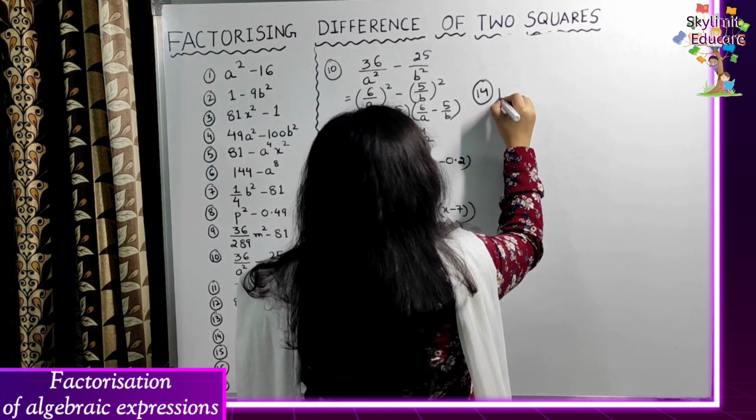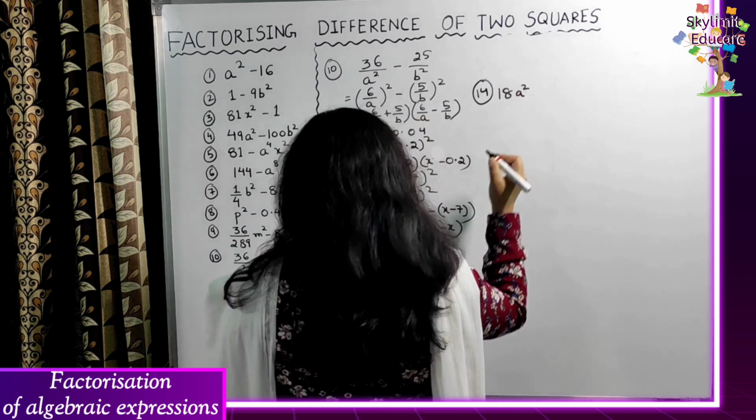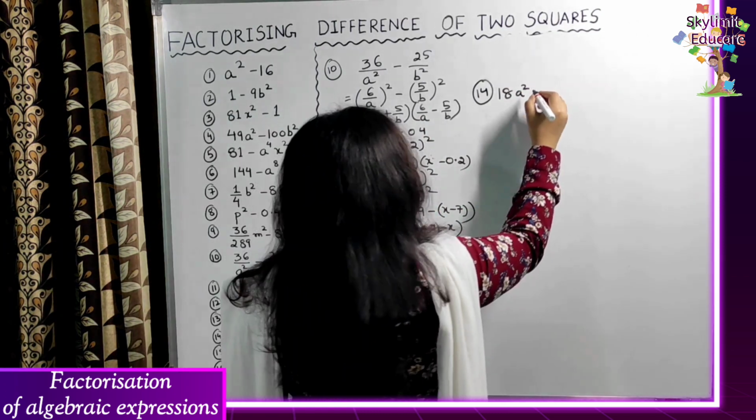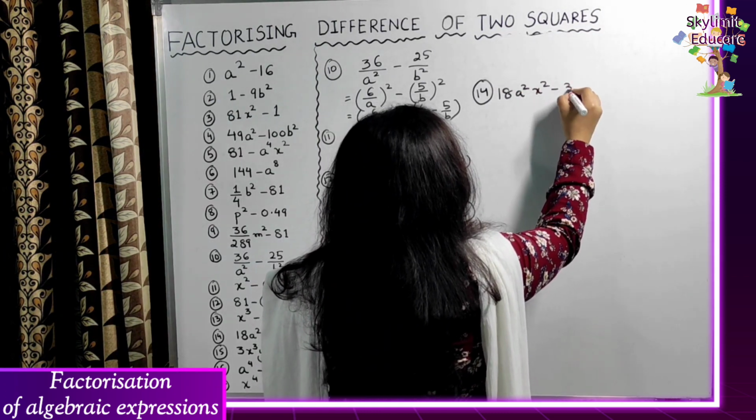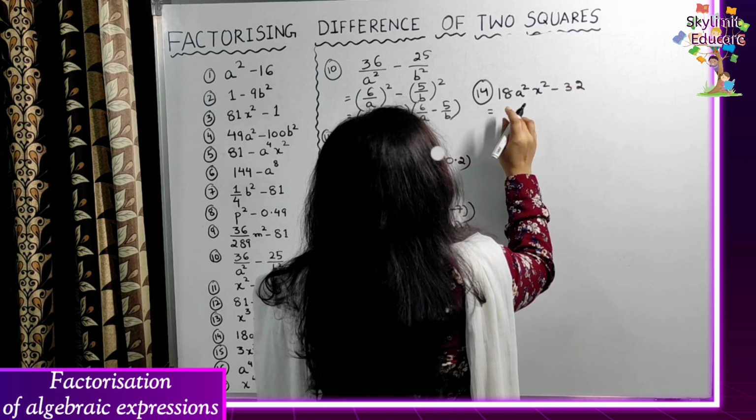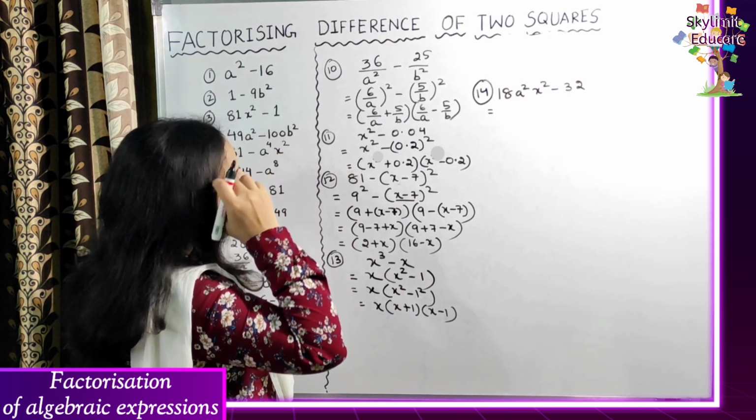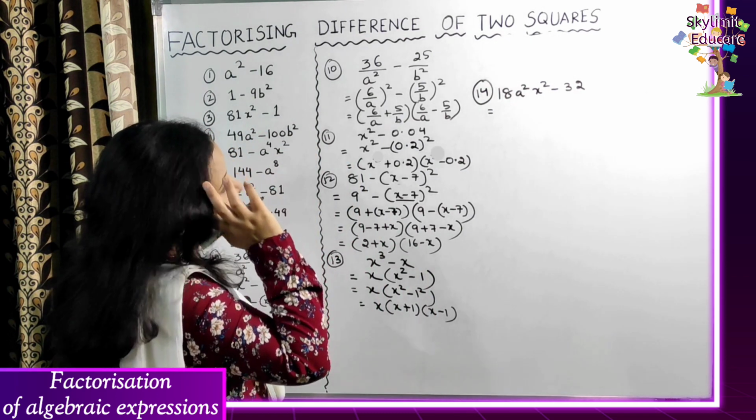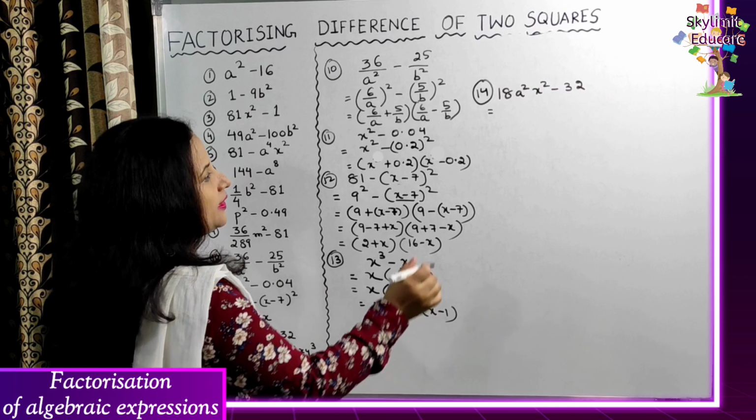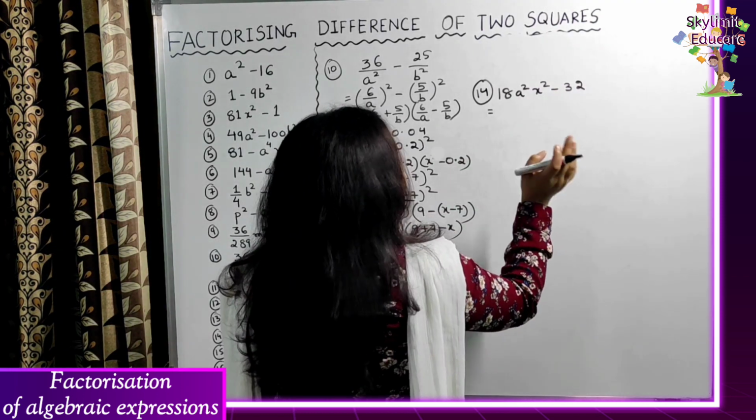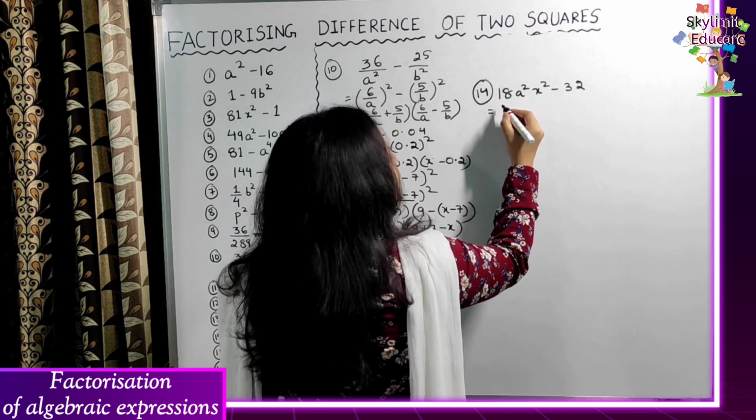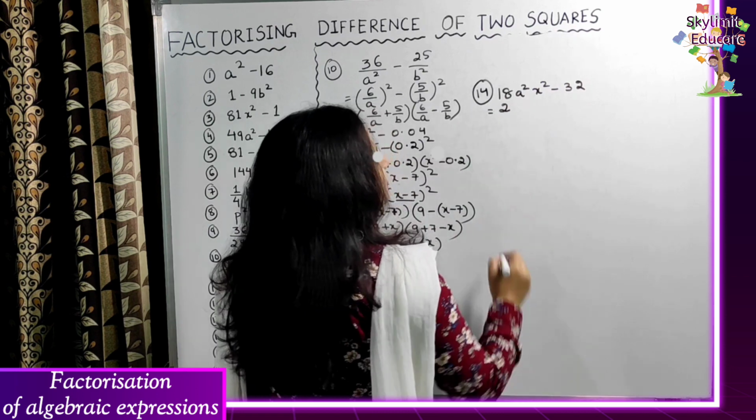(18a square x square minus 32). So as you can see here, the given two numerical numbers, that means 18 and 32, are also not perfect squares. So what you can do is follow the same method here. You can take a common monomial factor. So what is common to 18 and 32? Obviously 2. 2 is the highest common factor, right?